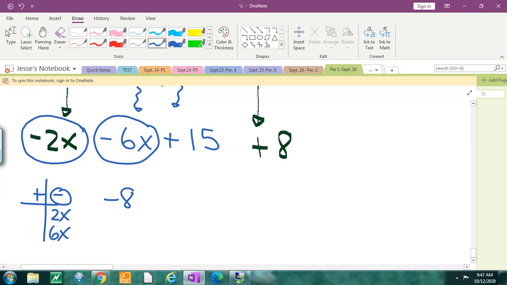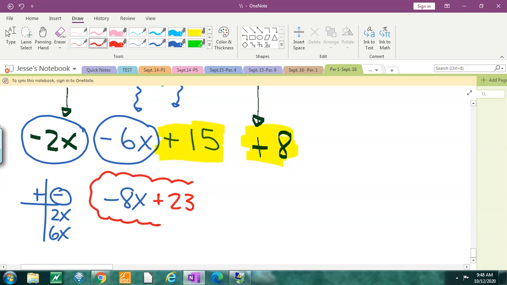Very good, negative 8x. And then Alejandra, now what do I combine next? The 15 with what? So positive 15 with positive 8. And what's your answer there? 23. Positive or negative? Positive. Very good. Do I combine these two together? No, right? Just leave it alone. Okay? So you guys got the feel for it? Okay, cool. All right, good.